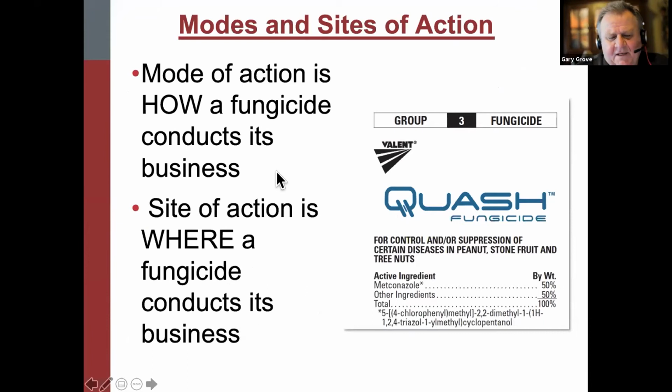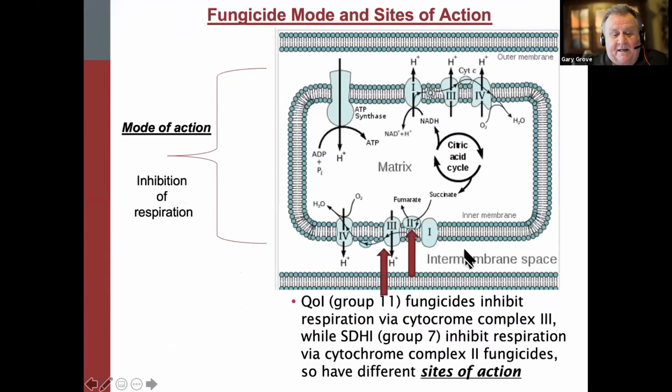So the mode of action is how a fungicide conducts its business. Again, the group 7s and the group 11s both inhibit respiration, for example, and the site of action is where those fungicides actually conduct their business. Looking at it on a cellular level, again, the mode of action of both the 11s and the 7s is the same. They inhibit respiration, but one group inhibits cytochrome complex 3, the other inhibits cytochrome complex 2. So they both inhibit respiration, but they do it at different sites.